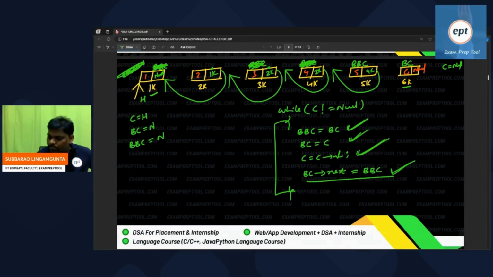Now who is the middle person? Before current. Before current next is equal to before current. 5K, we will go here. Yeah, like that all done. Now the while loop will come back again. C not equal to null? No, it equals null. That means reverse of every node is done.